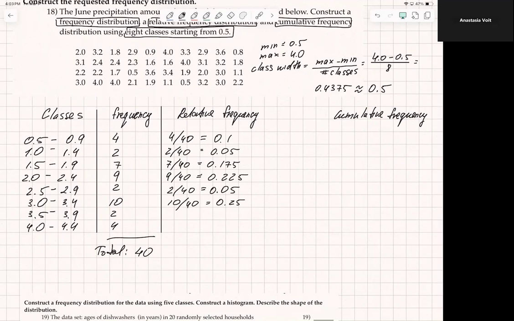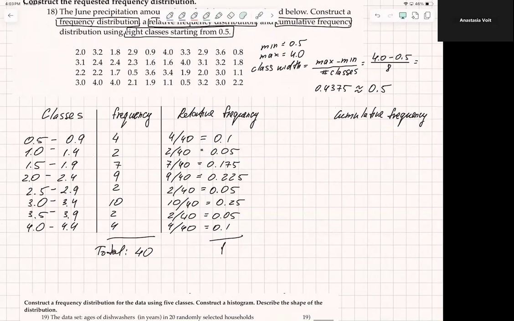Then the last two, we have 2 divided by 40, which is again 0.05, and 4 divided by 40, which is just 0.1. So now when we add all of these values together, just to check our calculation, they should add up to 1, okay? Now this is relative frequency.